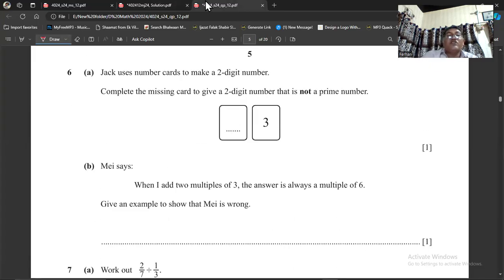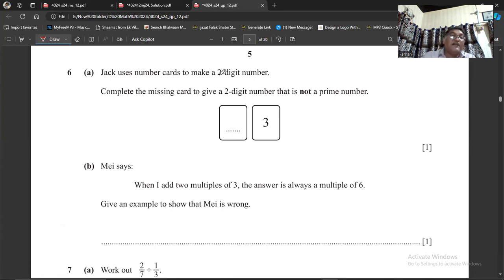So the next question is question number 6 on your screen. It's A part. Jack uses number cards to make a 2-digit number. Complete the missing card to give a 2-digit number that is not a prime number.